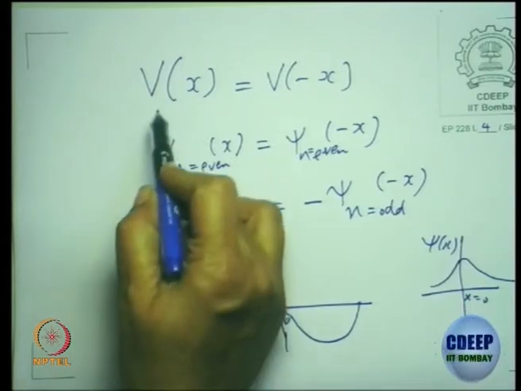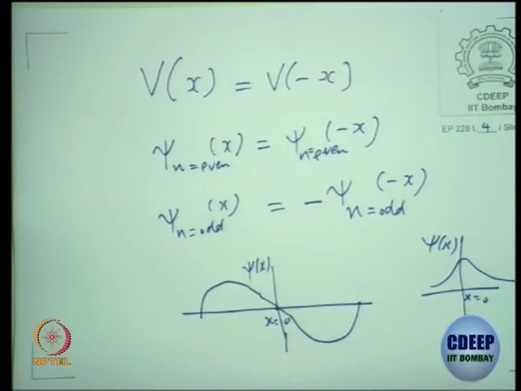The property of V of x equal to V of minus x forced the solution to be either even functions or odd functions. So that is the property of these symmetric potentials. I am sure you have all done this, you have at least tried the double delta function which was given to you, right.